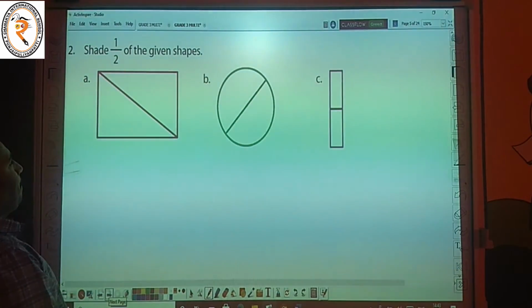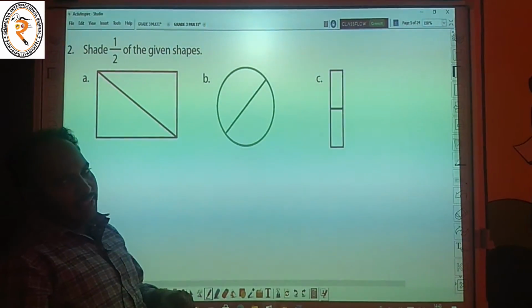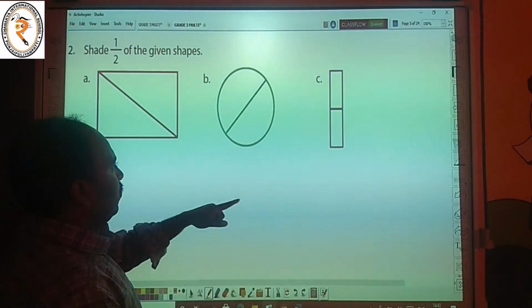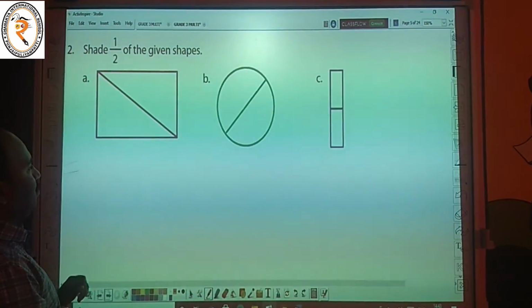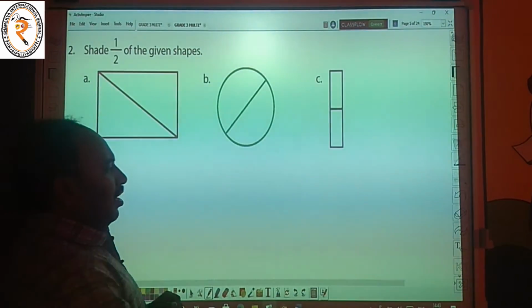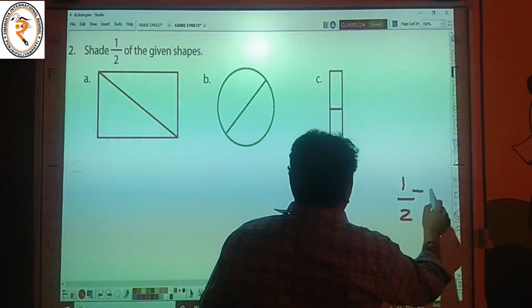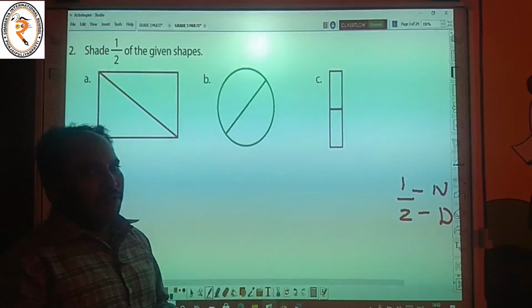The next one: shade 1 by 2 of the given cells. Here we have 3 cells, 1, 2, 3. Shade 1 by 2 of the given cells. 1 is the numerator and 2 is called the denominator.